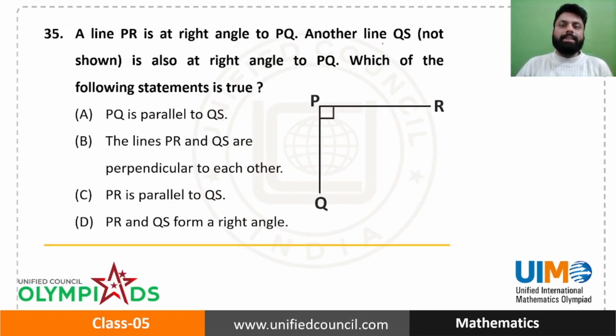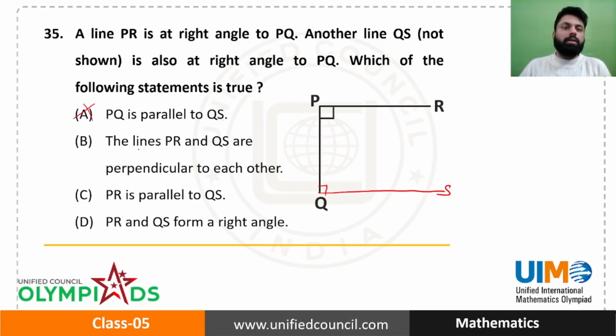A line PR is at right angle to PQ. Another line QS, not shown, is also a right angle to PQ. So QS can be made like this, either here S or here S. This can be 90 degrees. PQ is parallel to, let's say this is the line, QS, this is 90 degrees. PQ is parallel to QS. PQ and QS are parallel.